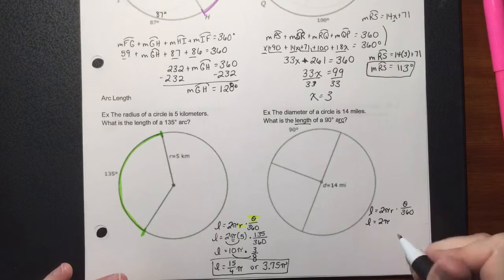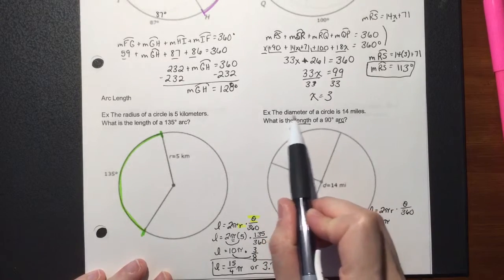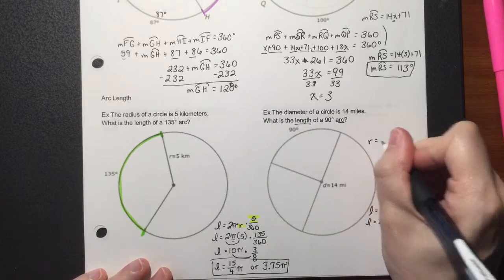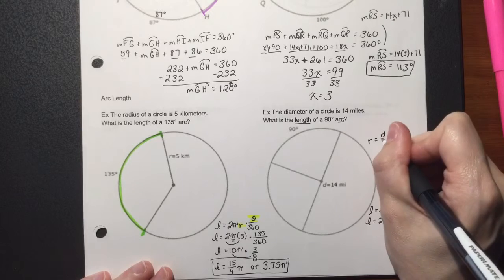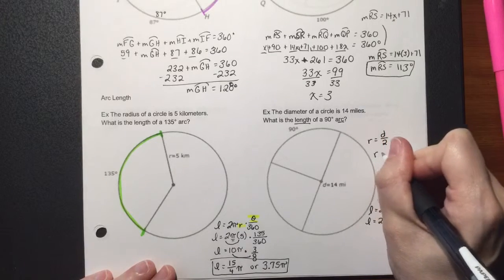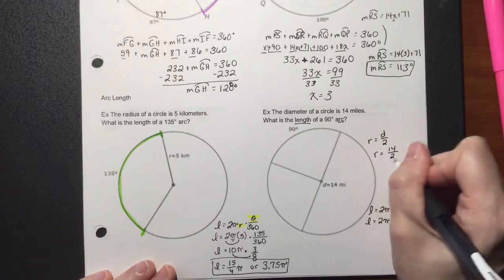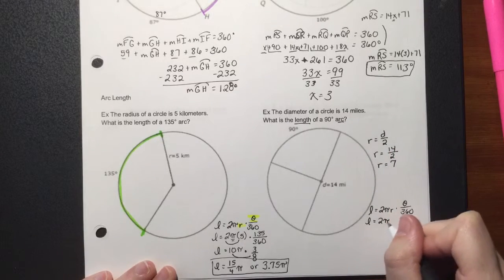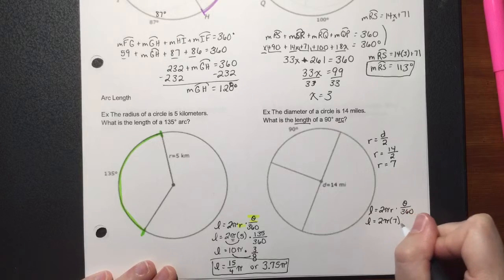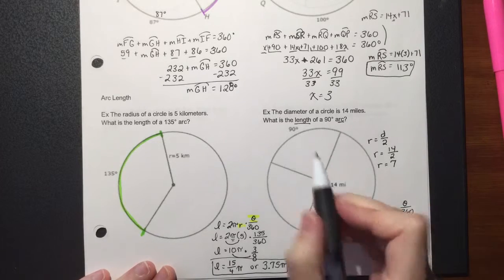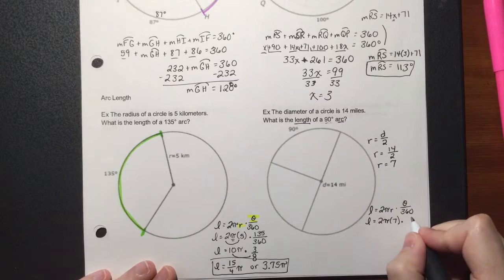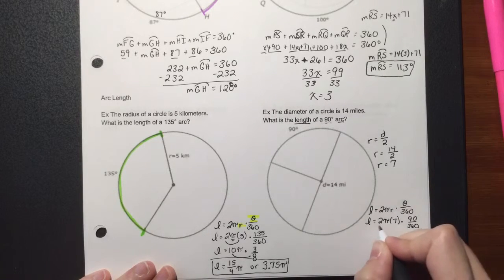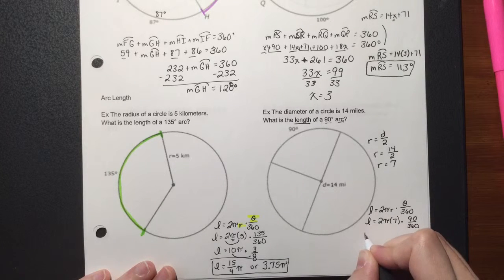So length is going to be equal to 2 pi times r. Remember, r stands for radius. If you look at this problem, it says diameter. We're not interested in diameter, we need radius. And you remember from what we've talked about before, radius is going to be equal to your diameter divided by 2. So your radius is going to be equal to 14 divided by 2. The radius for this problem is going to be 7. So I've got 2 pi times 7 times theta. Theta is our angle, and it says we're working with 90 degrees. So 90 over 360. And for this, they want an exact answer, so I'm not going to multiply by pi.